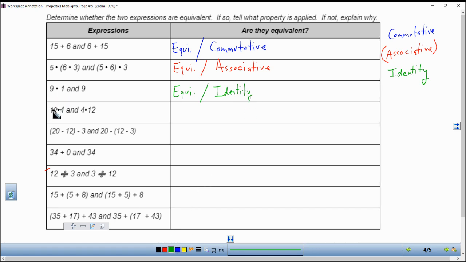So we have two expressions, 12 times 4, 4 times 12. Same numbers, different order. And it is multiplication. Same numbers, different order. That's going to be commutative, right? Because the numbers changed order, but the answer is still the same. The value didn't change. So that's commutative.